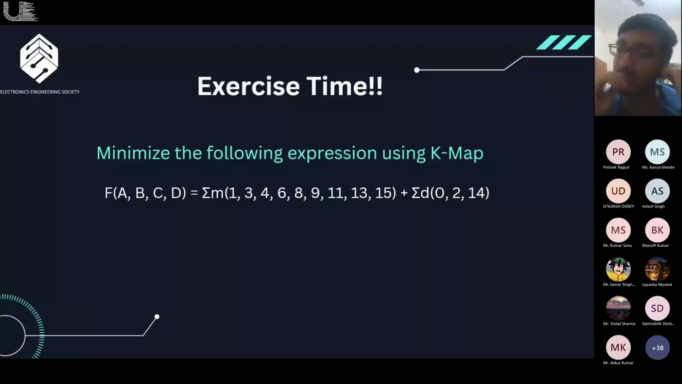So how many of you are trying? Is anyone trying right now? Yes, we are. Okay, take your time. I'm giving 5 minutes for this. Just try and tell me what you're getting.